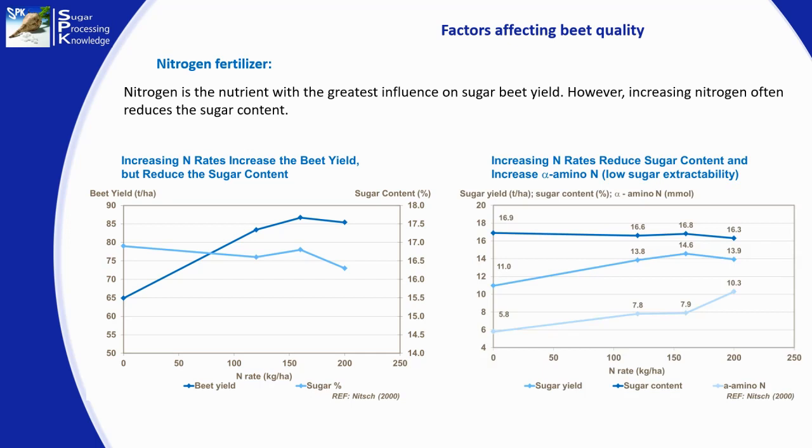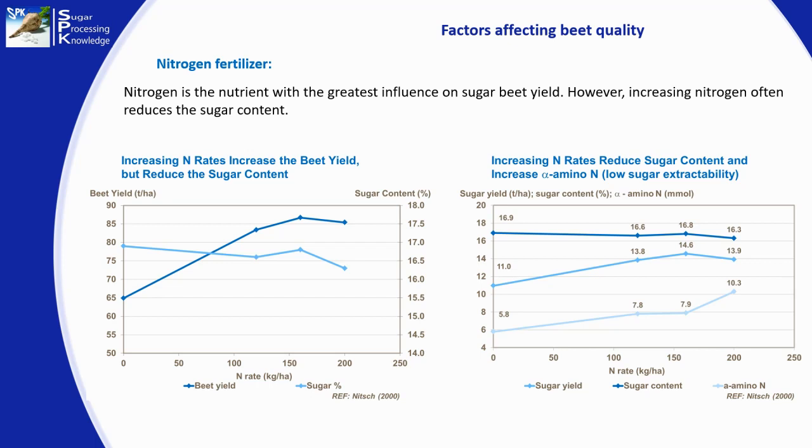The second graph shows the evolution of sugar content, sugar yield per hectare, and alpha-amino nitrogen concentration as a function of the nitrogen dose applied. It can be seen that the higher the applied nitrogen dose, the lower the sugar content, the higher the alpha-amino nitrogen content, and the lower the sugar extract per hectare.